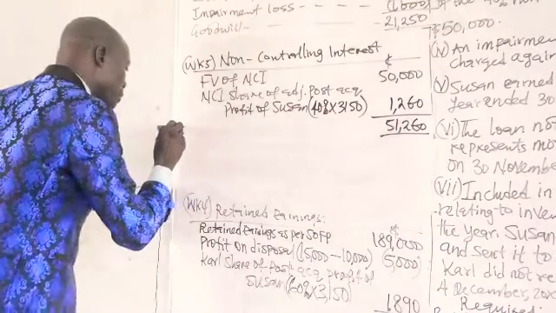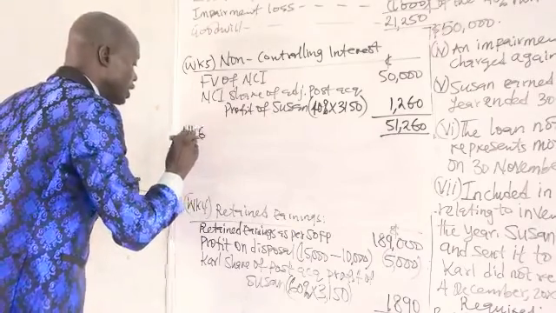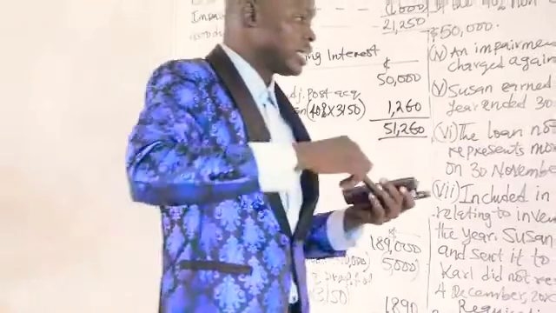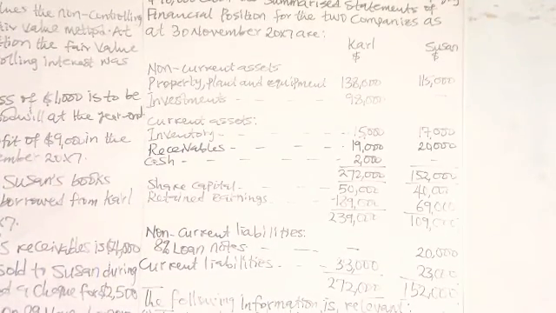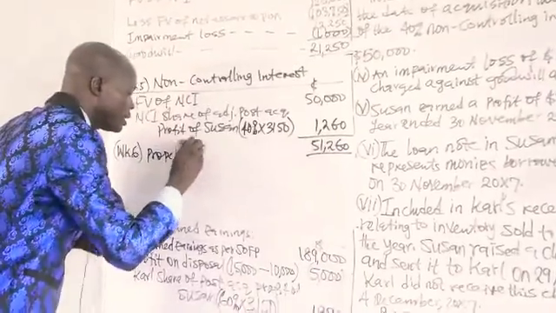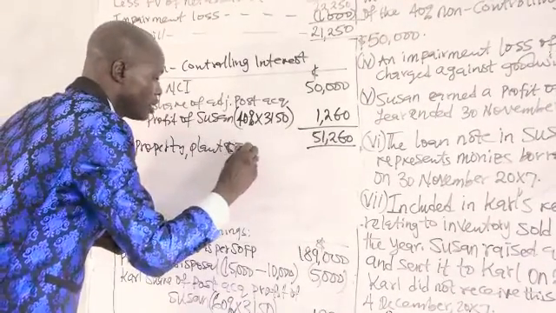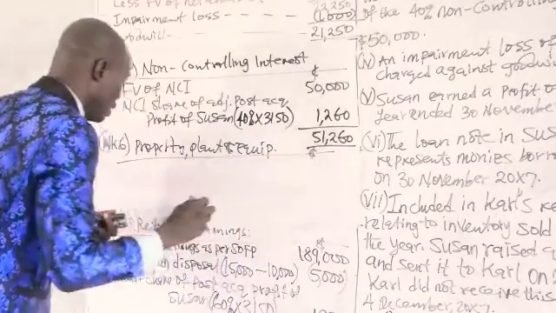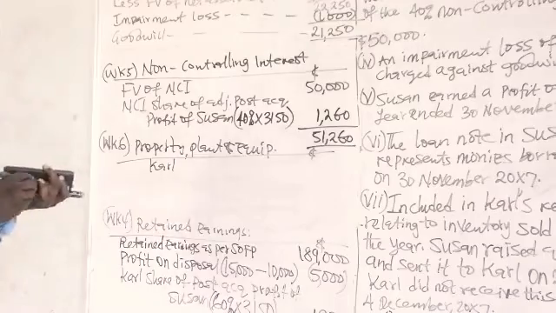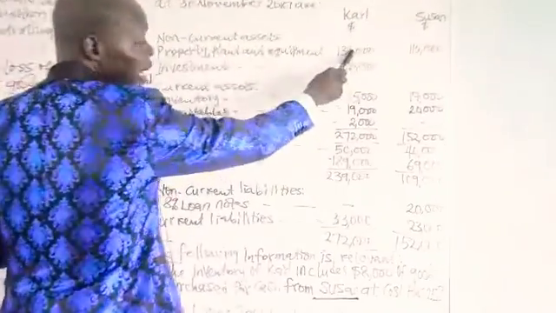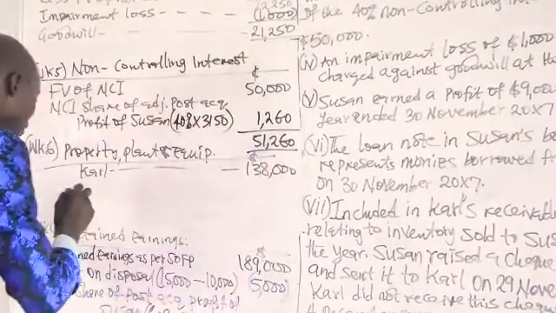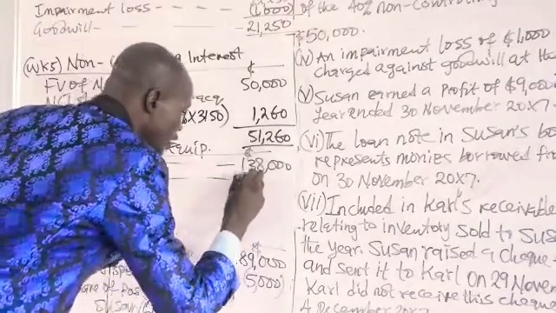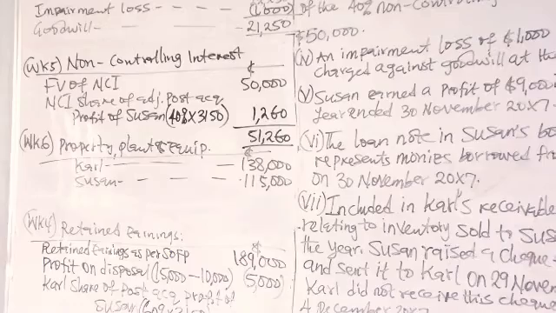After non-controlling interest, you can determine the value of property, plant, and equipment. Working 6, because of the adjustment. The property, plant, and equipment of Carl is 138,000, and that of Suzanne is 115,000. And there was a transfer of plant.